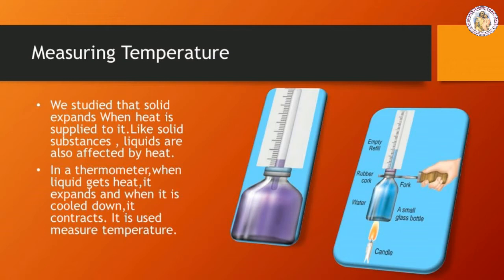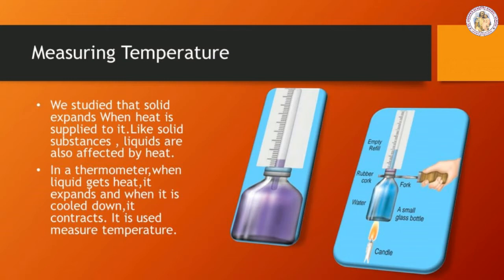Make the bottle airtight and observe the water raised in the refill. Make a scale on paper, place it behind the refill and note down the position of the surface of water. Hold the bottle with the fork and supply heat to it with the candle. Now observe. What happens? The water in the refill slowly rises up. Now take off the candle and let the liquid cool. Now what happens to the water in the refill? It slowly comes down.